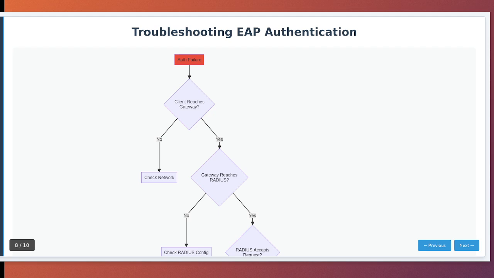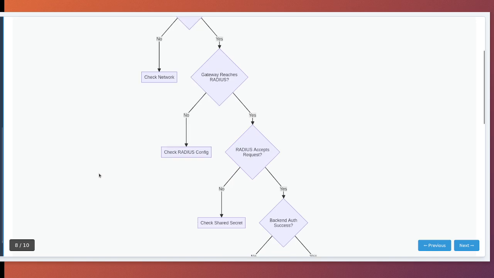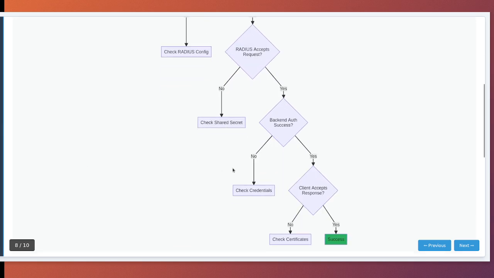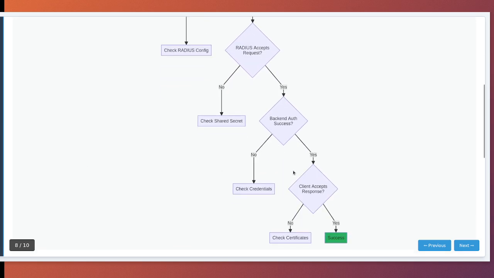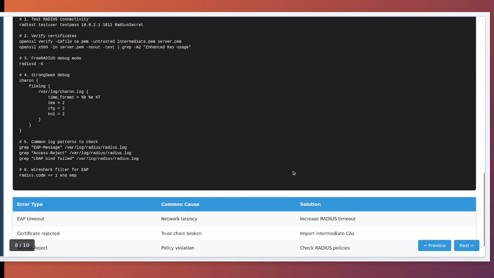Now for the part that will save you hours of frustration: troubleshooting EAP authentication. When EAP authentication fails, the error messages can be cryptic, and the problem could be anywhere in the chain. Client configuration, VPN gateway, RADIUS server, or backend identity store. Let me share my systematic approach to troubleshooting.